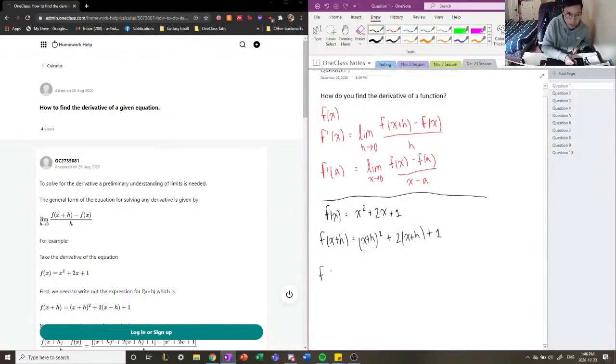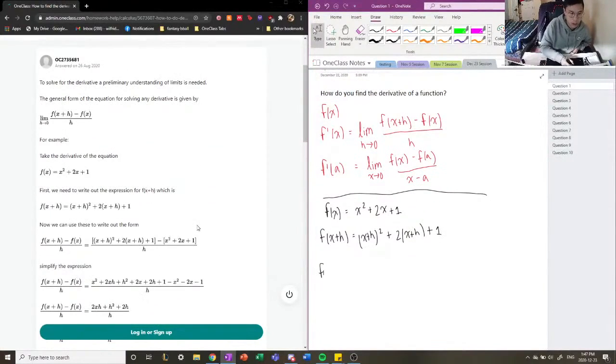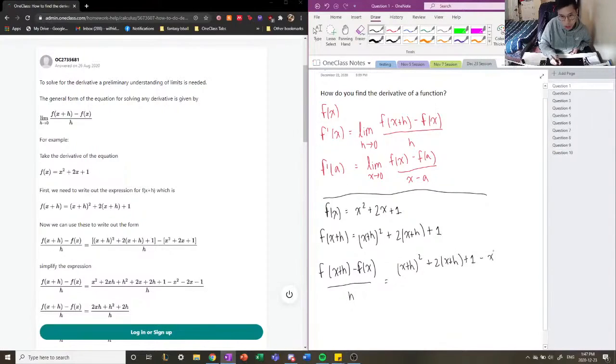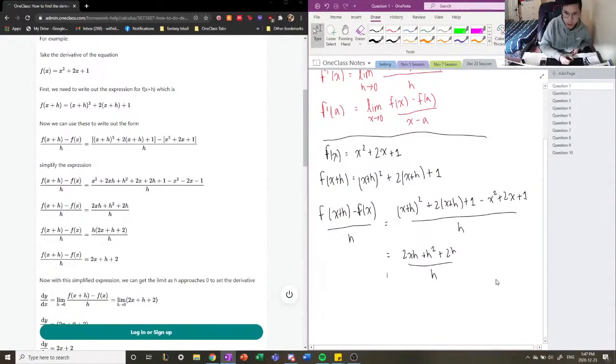All right, so that means that f of x plus h minus f of x divided by h is going to be given by x plus h squared plus 2 times x plus h plus 1 minus x squared plus 2x plus 1, all divided by h. And this simplifies to 2xh plus h squared plus 2h divided by h. Cool. If we simplify this even further, we can cancel the h's in the numerator and the denominator. So we're just left with 2x plus h plus 2.